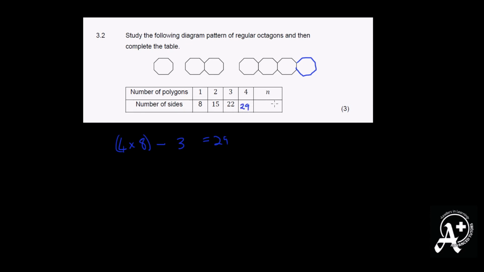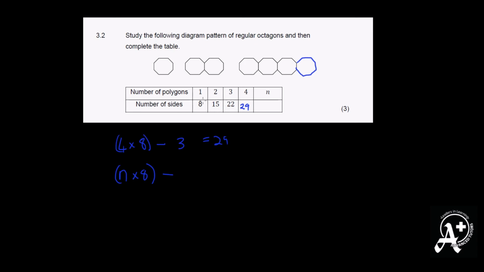Now they want us to write a general term for the number of sides. So it doesn't matter how many polygons we have, imagine it being n. Now look at the formula we had here. The number of polygons that we had was this 4 here. So we could say it would always be n, which is the number of polygons we have, times by 8, because we know that they have 8 sides, and we can minus. So we're always going to minus, the number of sides we minus is 1 less than the polygons we have. So when we had 1, we minused 0.